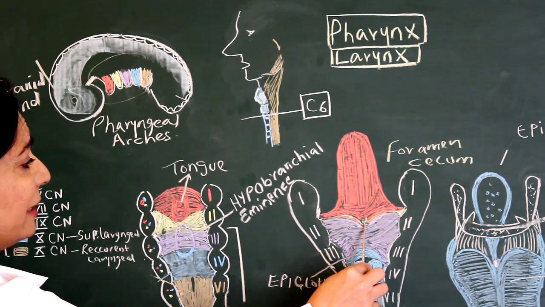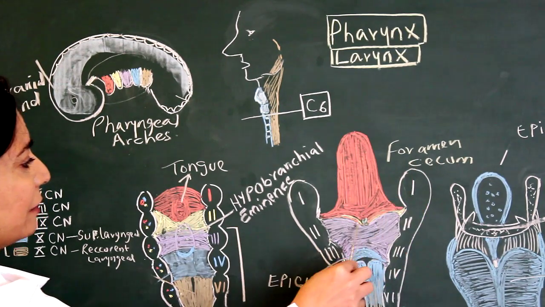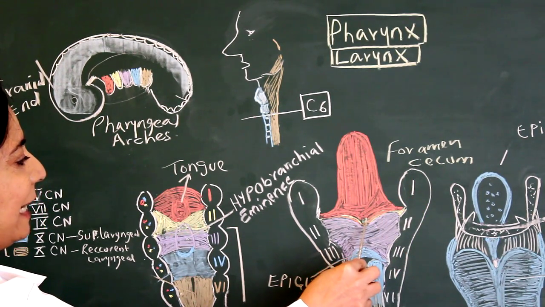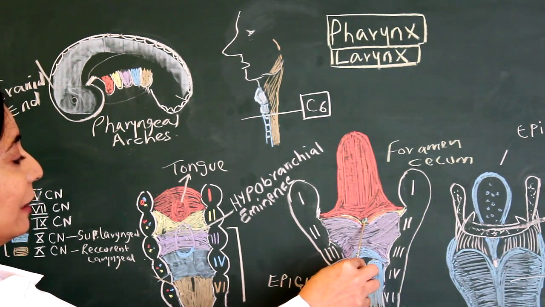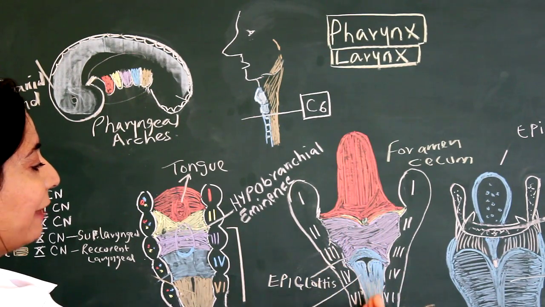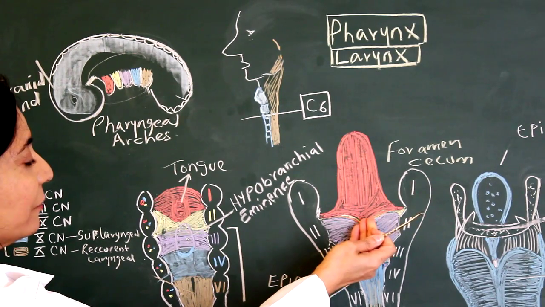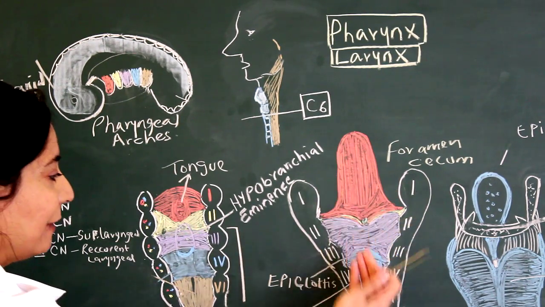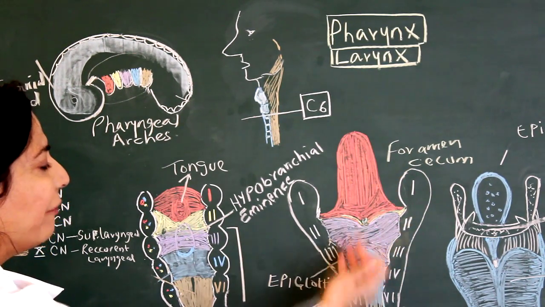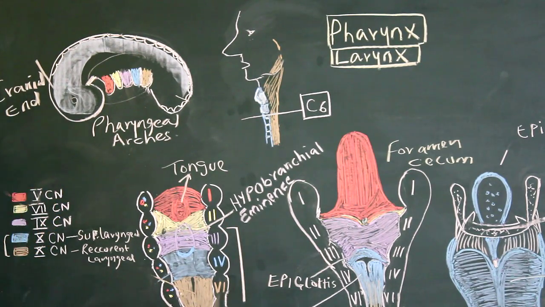In the center, there is a foramen cecum. This foramen cecum indicates the origin of our gland which lies in front of the larynx, that is the thyroid gland. It develops from the back of the tongue and will descend down along with the other structures.